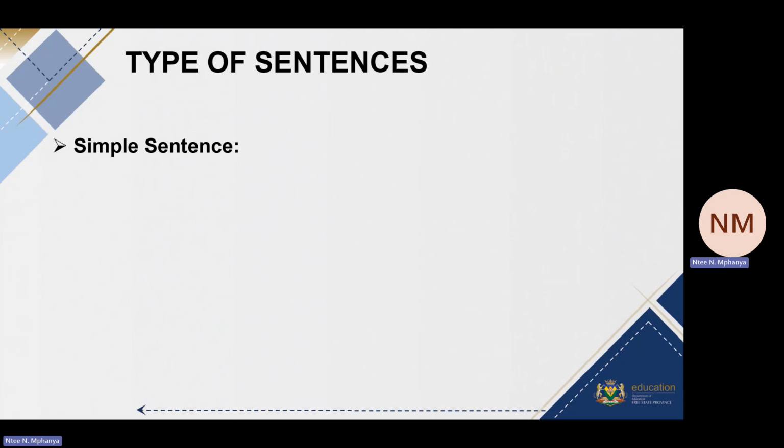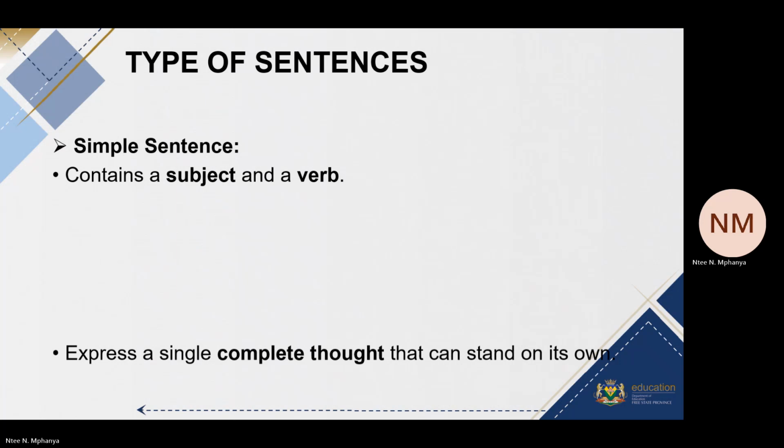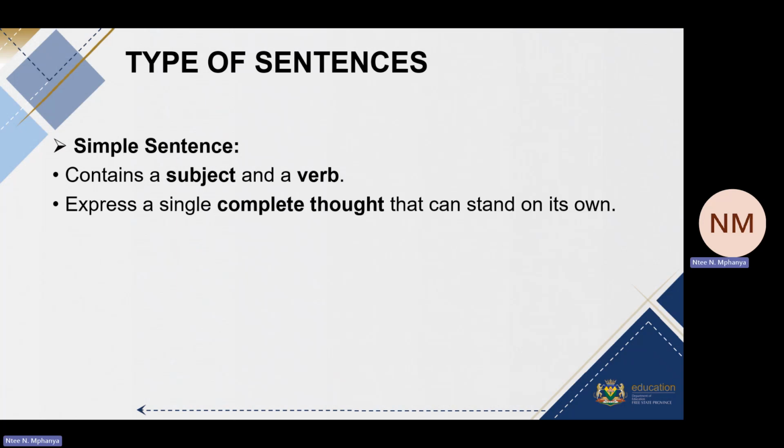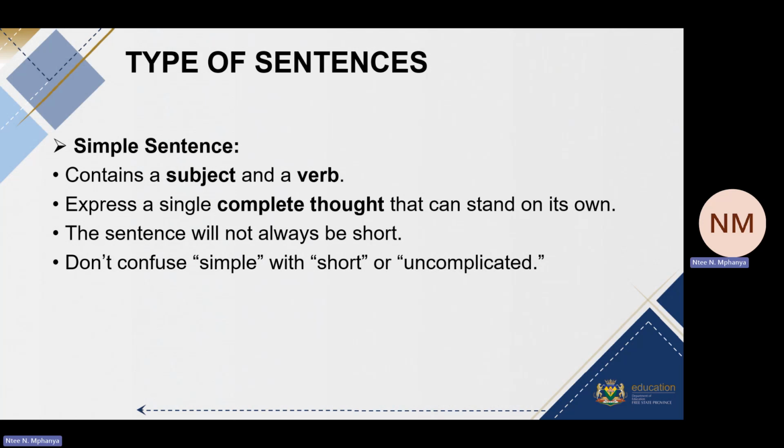Let us go to the types of sentences, and we start with the simple sentence. It contains a subject and a verb. It expresses a single complete thought that can stand on its own. The sentence will not always be short. So, do not confuse the word simple with short or uncomplicated. Because the sentence is simple, don't expect it to be short.